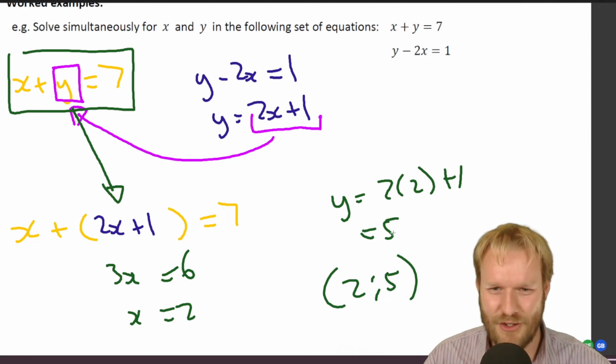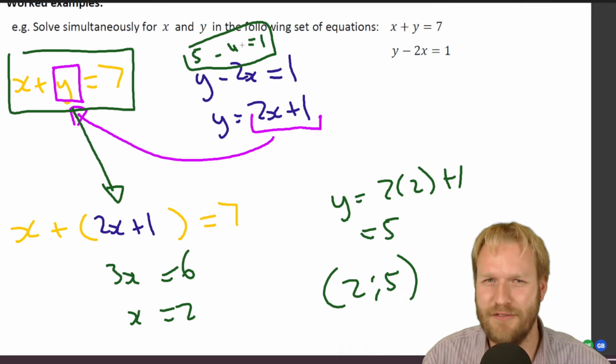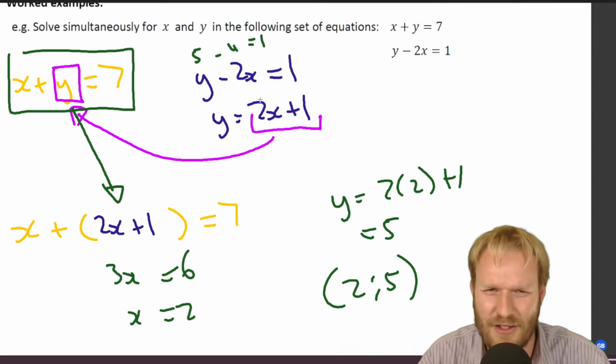If we substitute this in, y minus 2, well, y was 5, minus, well, x was 2. 2 times 2 is 4, so it seems to work. So all that rushing was actually fine. But it's nice just to check your answer if you want to.